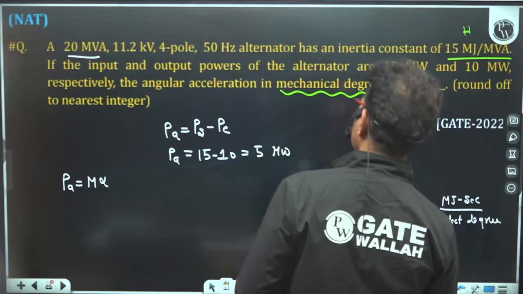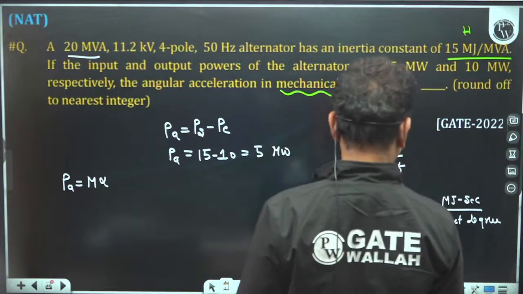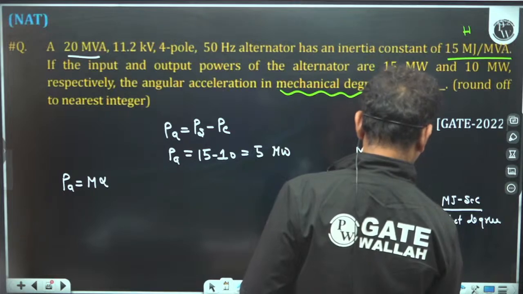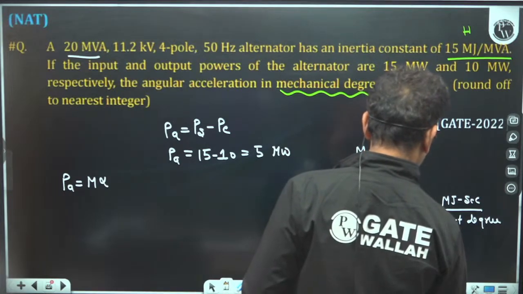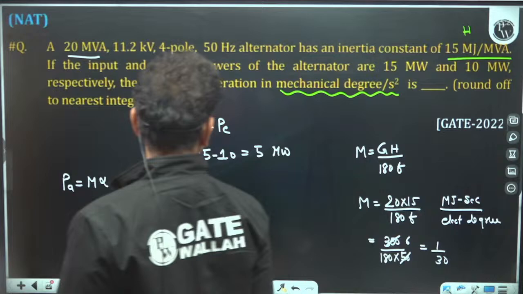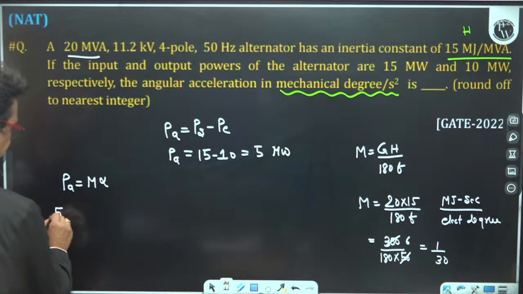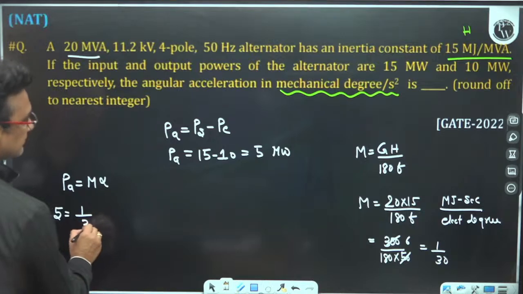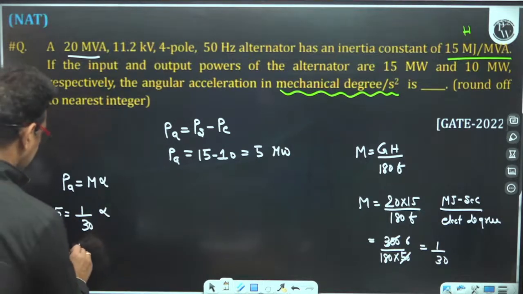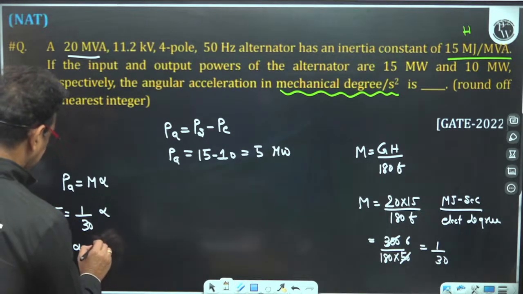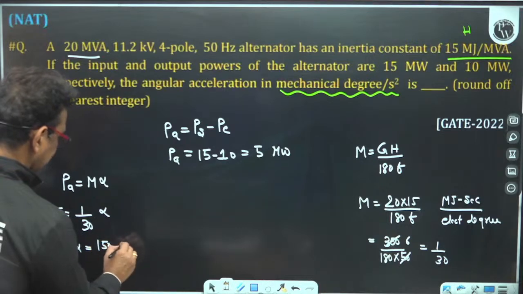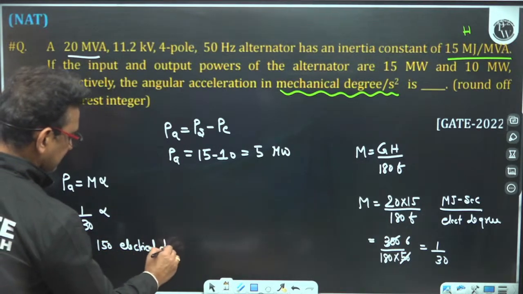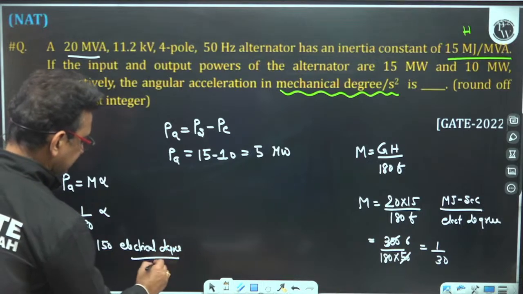into 50 hertz. So 1 upon 30. So P is 5 megajoule. M is 1 upon 30 into alpha. Alpha is 150 electrical degree per second square.